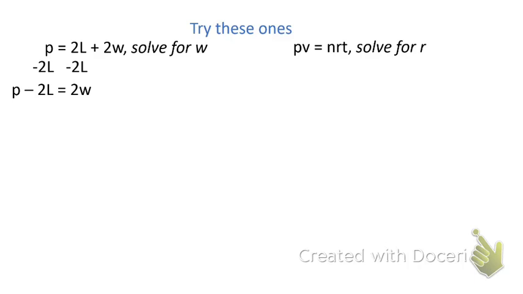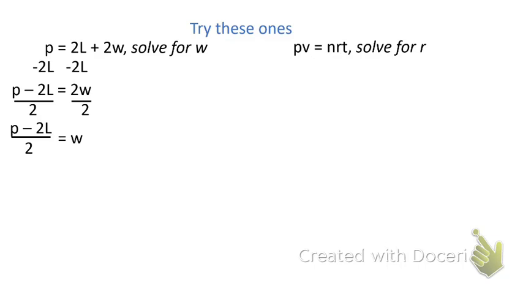And I almost have w isolated, but it's 2 times w. To undo multiplying by 2, we can divide by 2. This means we divide both sides, or everything, by 2. This leaves me p minus 2l over 2 equals w. Now I could divide a little bit and simplify it. I could say p over 2 minus 2l over 2, which would really give me p over 2 minus just l. But I think we can just leave it like this instead.